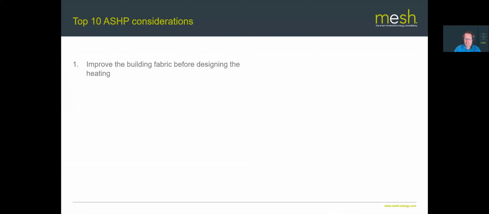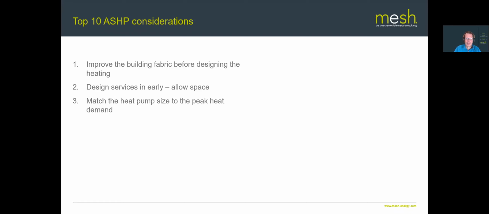Number one, and it's the one that appears in pretty much every MCS presentation: improve the building fabric before designing the heating. Design services in early. We all like to have plenty of space that we can actually fit the equipment in. There's nothing worse than trying to fit an installation into a space that wasn't designed for it. Match the heat pump size and the peak heat demand. Absolutely crucial. Don't want it to be oversized, and equally don't want it to be undersized.